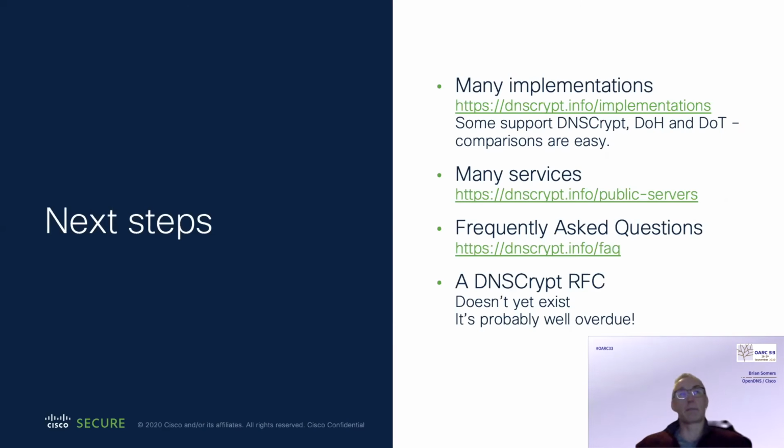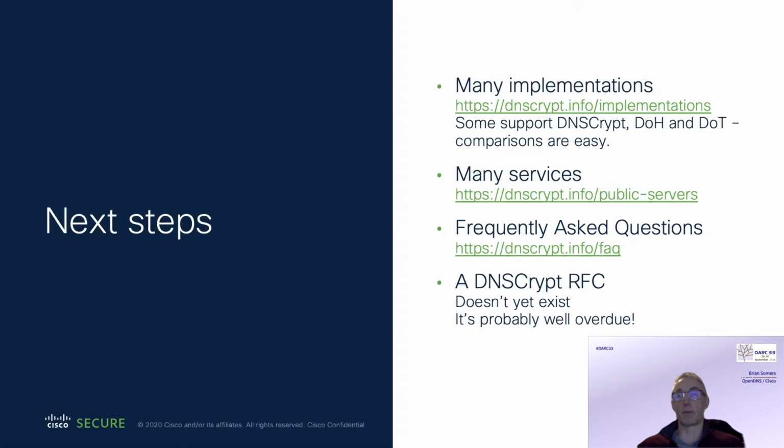So next steps. There's a site, dnscrypt.info. I'd encourage everybody to have a look at that. There's an implementations page. Some of those implementations also support DoH and DoT, and I'd encourage people to do comparisons. DNSCrypt has a lot to offer as opposed to DoH and DoT, which are producing a lot of waves in the community at the moment.